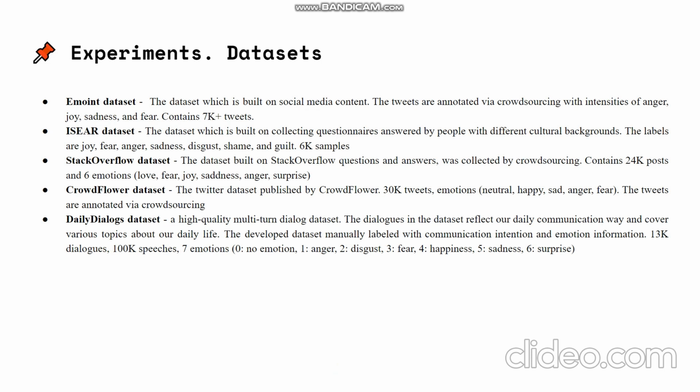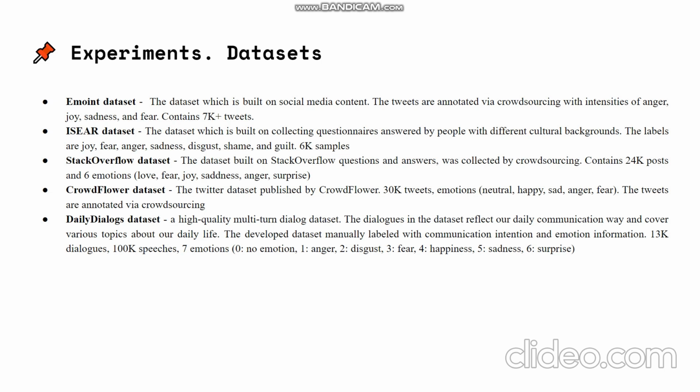The next one is the Stack Overflow dataset, built on Stack Overflow questions and answers that were collected by crowdsourcing, and it contains more than 24,000 posts and 6 labels: love, fear, joy, sadness, anger, surprise. Crowdflower is one of the biggest datasets that we have, and it has pretty nicely labeled data. It has 30,000 tweets that are labeled with 5 emotions, and these tweets are annotated via crowdsourcing.